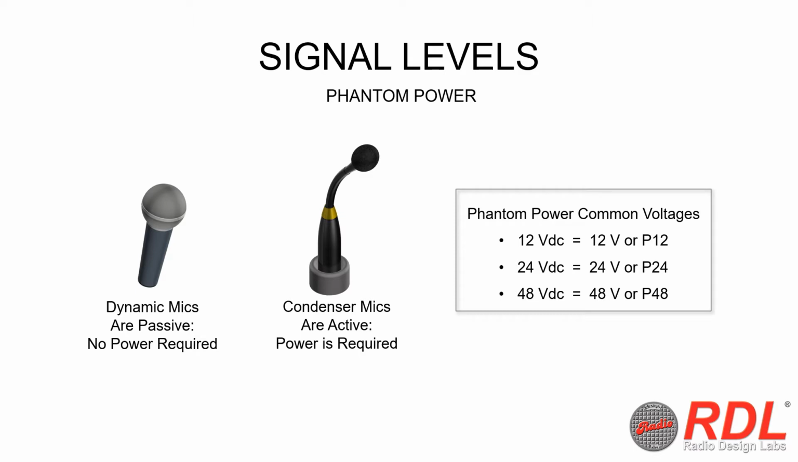Although specialty microphones can require higher or lower voltages, phantom power is typically supplied as 12, 24, and 48 volt DC, where these voltages are often represented with just a V for voltage or the symbols P12, P24, and P48 respectively, where the P stands for phantom.